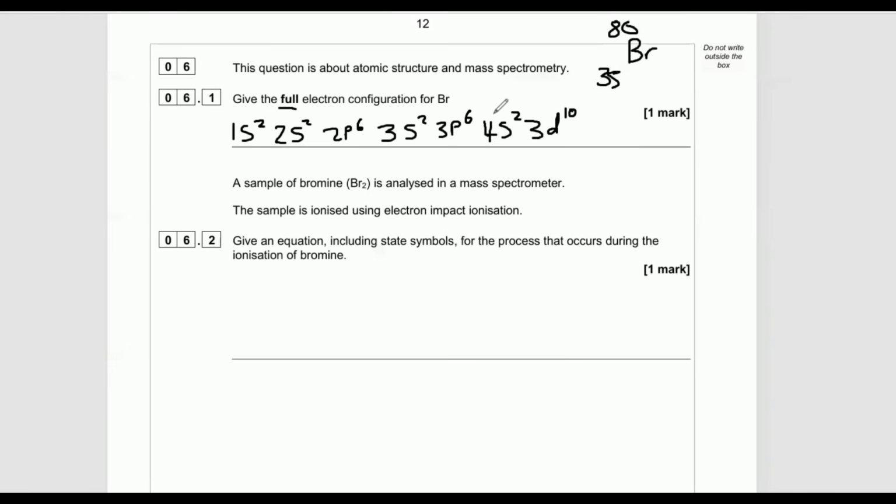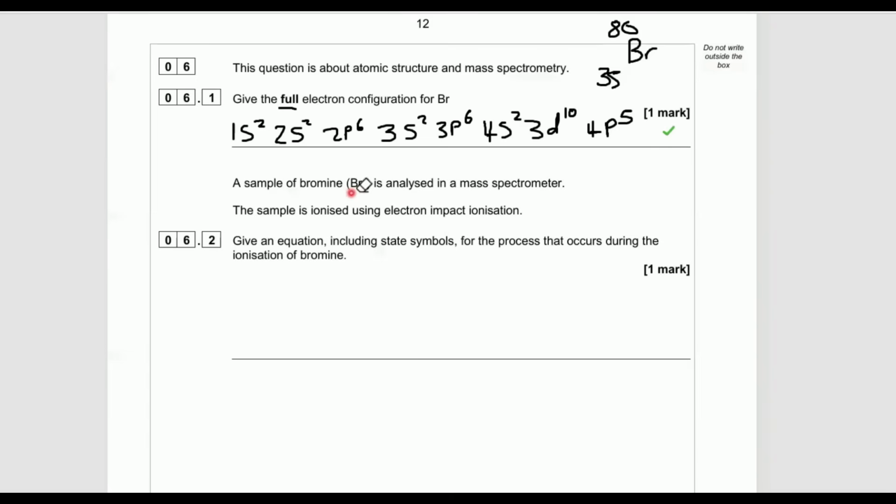And I need a quick add up to see how many we've got. 10, 20, 30. Got 5 more to whack in here. We've already done the 4s. What comes after s? It's the 4p. So we're looking at 4p, 5. And there we go. 35 electrons.